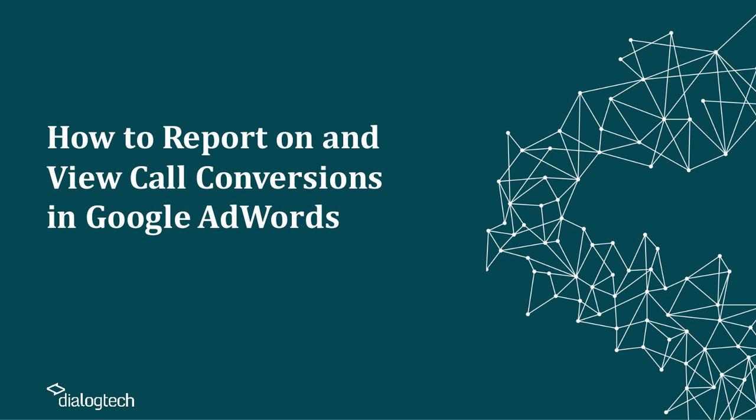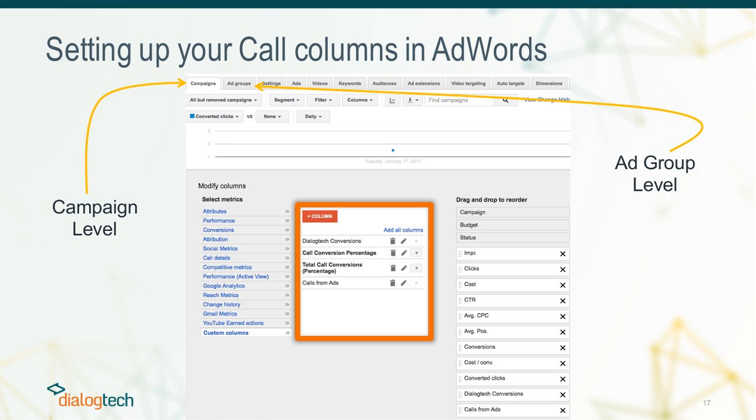So first, I really want to dig into how to report on and actually view your call conversions in Google AdWords. I'm going to go a little bit high level here and then get really in depth. I apologize if some of you already know this, but sometimes it's a little bit tricky to figure out how to really configure your AdWords account to work best for what you're trying to look at.